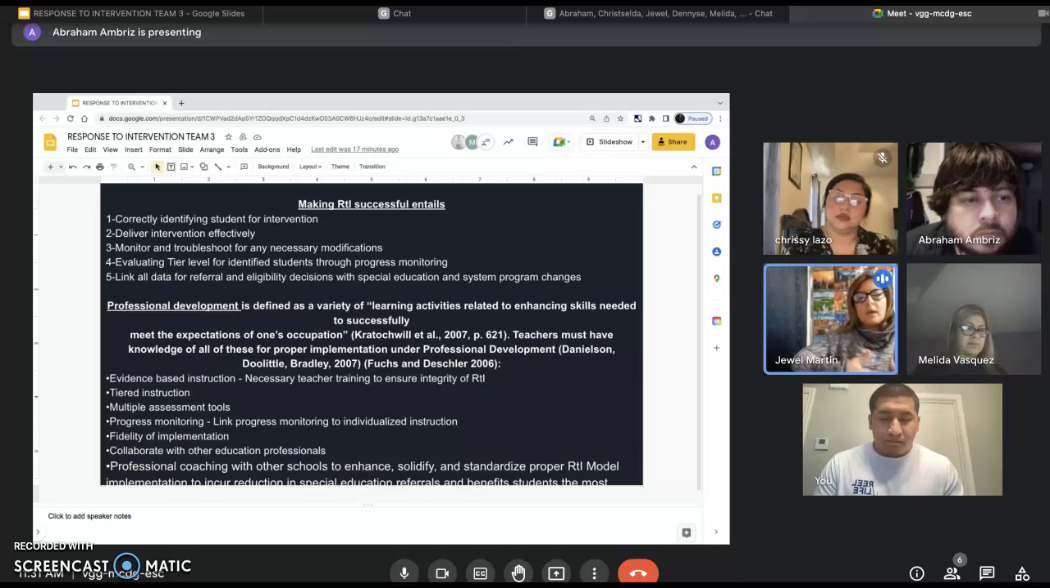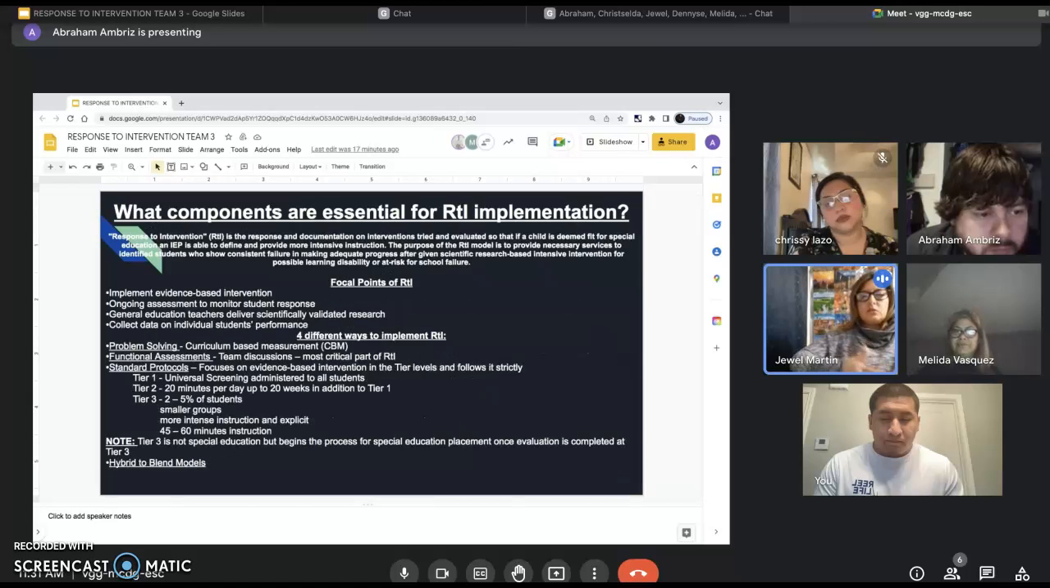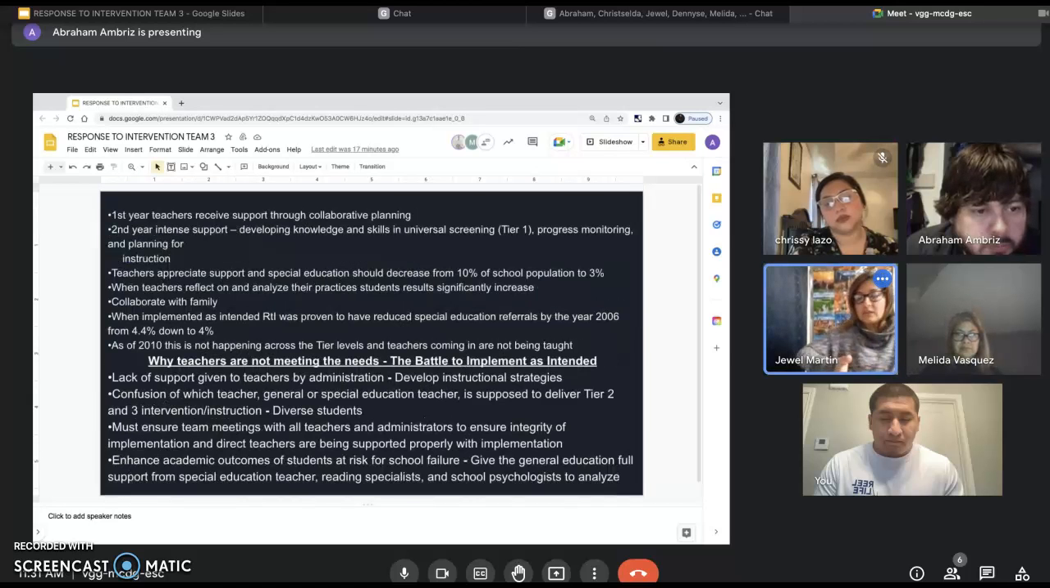The components of the RTI implementation: there are 4 different ways to implement RTI. Problem solving, and that is based on curriculum-based measurements. Functional assessment, that's whenever the team comes together and they decide when or how the IEP is going to work and what to do to further evaluate if necessary or place the students in special education. That is the most critical part of the RTI because now you are identifying them as special education.